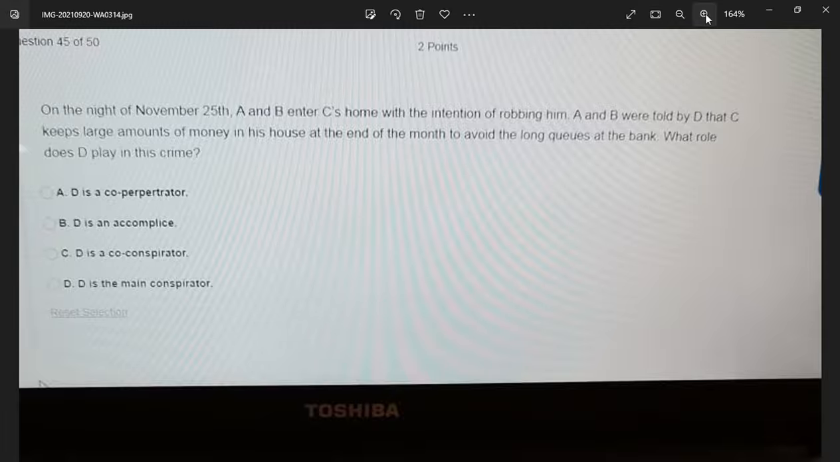On the night of December 25th, A and B enter C's home with the intention of robbing him. A and B were told by D that C keeps large amounts of money in his house at the end of the month to avoid the long queues at the bank. What role does D play in this crime?